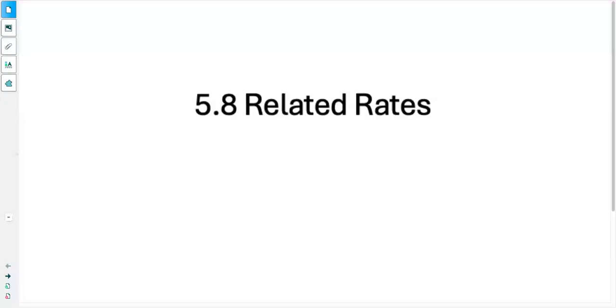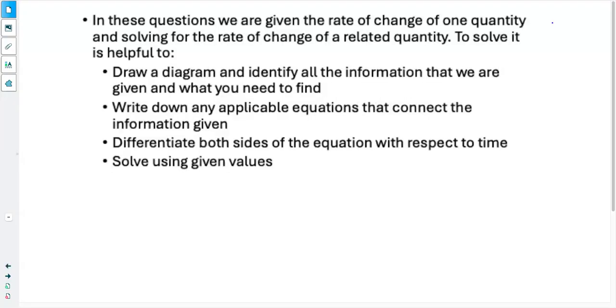Hi, today we are looking at section 5.8, which deals with related rates. In this section, we'll be dealing with questions where we're given the rate of change of one quantity and using that to solve for the rate of change of a related quantity. For solving these, it's helpful to draw a diagram and identify all information that we're given, and write down any applicable equations that connect to the information given.